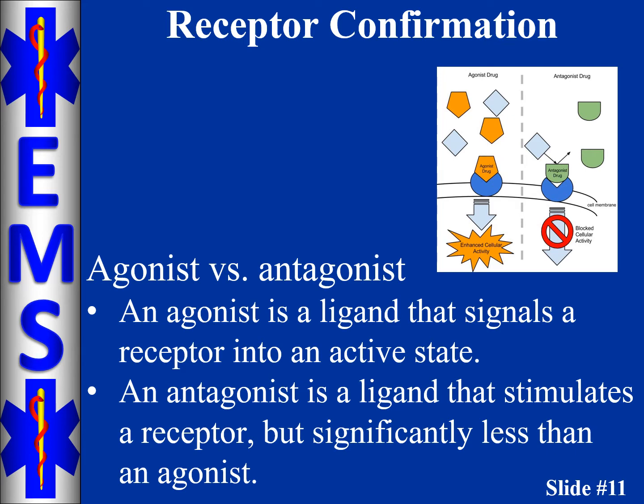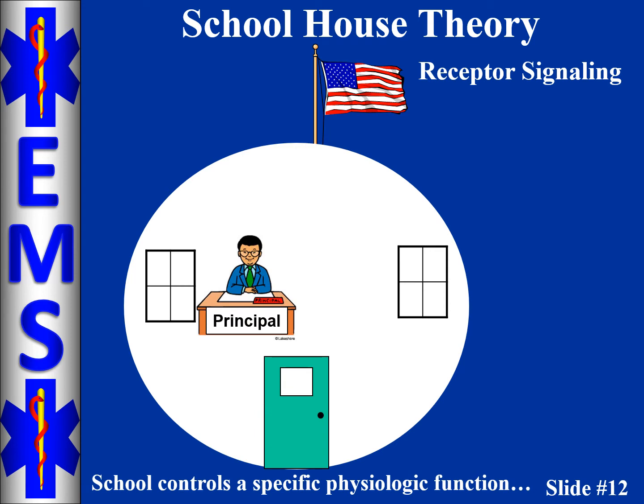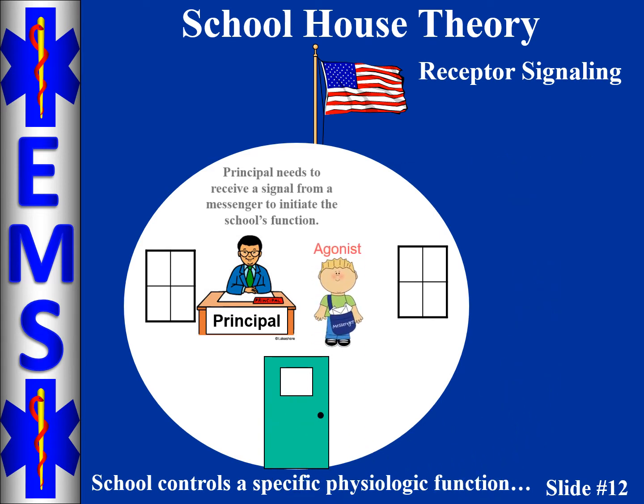So I think we spent plenty of time living within the scientific realm talking about receptors and receptor theory. So let's try to bring this conversation down to a level for everybody who isn't a scientist. For illustration's sake, we are going to go back to the schoolhouse theory. Now, within each of these schools, there's a principal. But these principals aren't incredibly confident individuals. For them to initiate the response associated with the school, they need to receive a signal from a messenger who signals them to a school's function. I want to point out that these messengers are ligands, and these ligands are the substances, whether being natural or administered through medications, that signal a receptor into an active state.